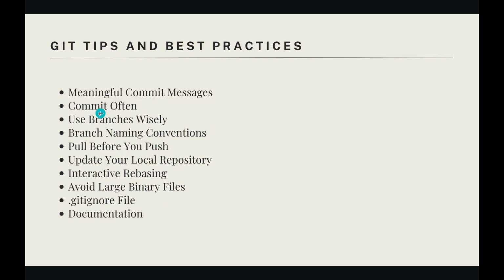Now let's see some Git tips and best practices. Meaningful commit messages. This might sound easy, but it is not so easy. Your commit message should give an idea to others of what your changes are about, and a good commit message should not be long either. You can add more details as a description, but your message should also be clear and concise.